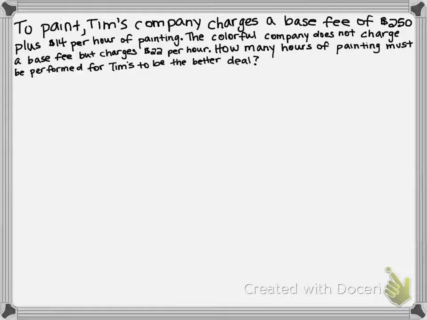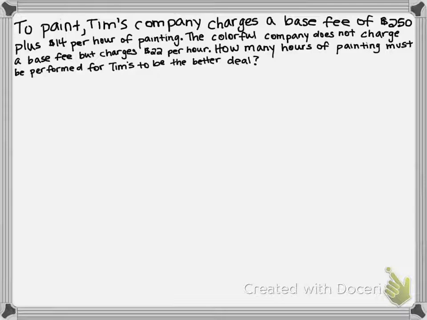So, for example, if there was only 1 hour of painting, Tim's company would charge $250 plus $14 for 1 hour. So that would already be $264 just for 1 hour of painting. On the other hand, the colorful company, $22 per hour, you'd just be paying $22. So the colorful company would be cheaper. But past a certain number of hours, eventually Tim's company will be the cheaper one over the colorful company.